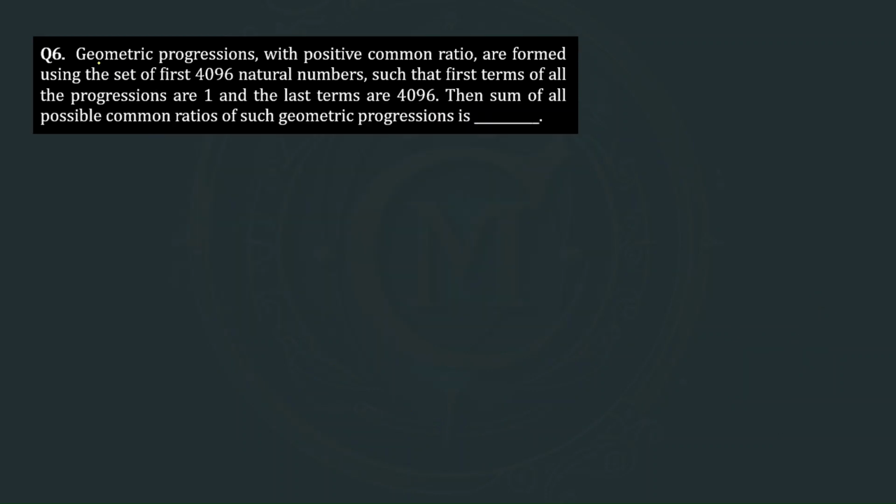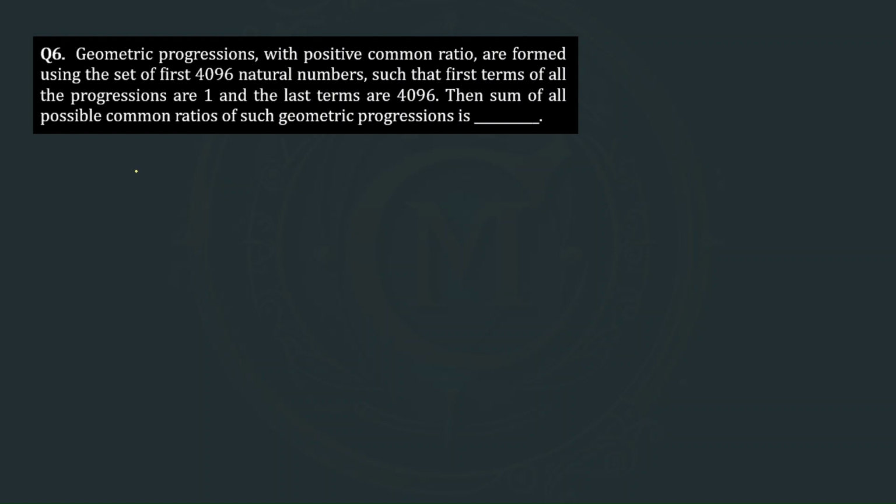The next question says that geometric progressions with positive common ratio are formed using the set of first 4096 natural numbers, such that the first terms of all the progressions are 1 and the last terms are 4096. Then what is the sum of all possible common ratios of such geometric progressions? Let us say the nth term of this GP is 4096, the first term is 1, and the common ratio is R.